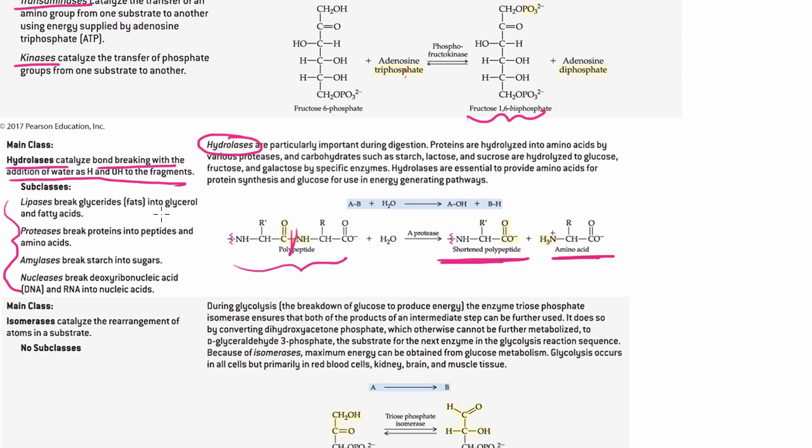Lipases break glycerides into glycerol and fatty acids. We'll talk about those later. Amylases break starch into sugars.